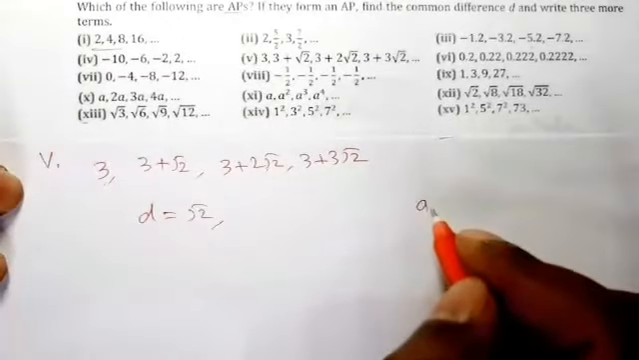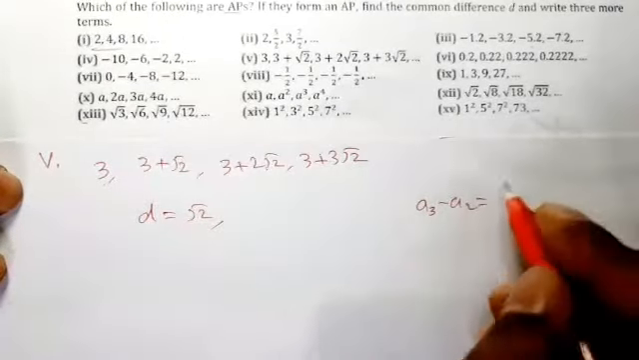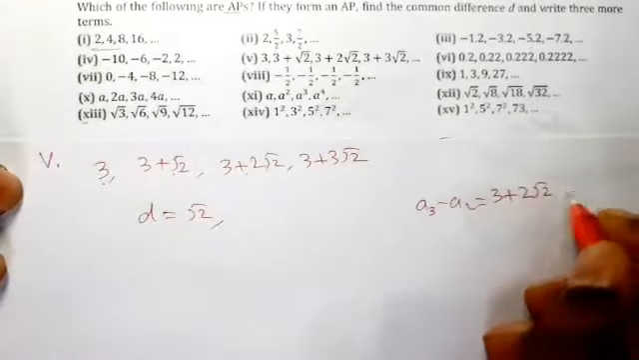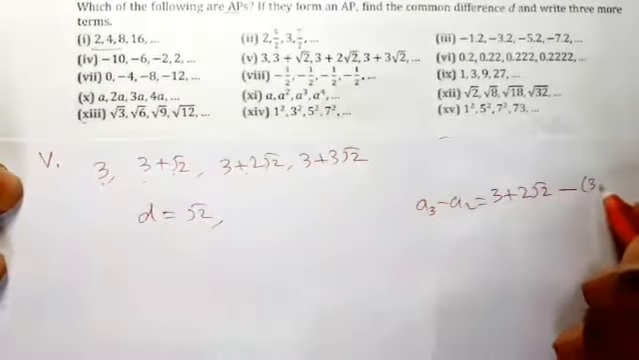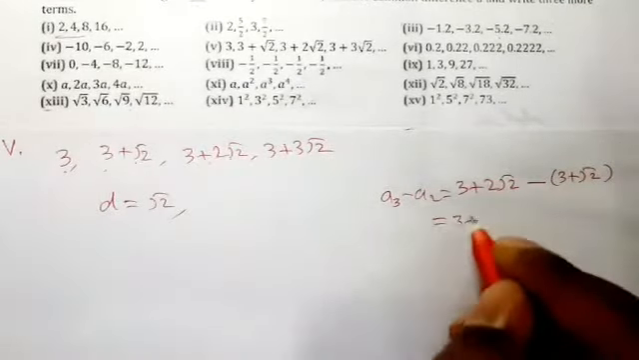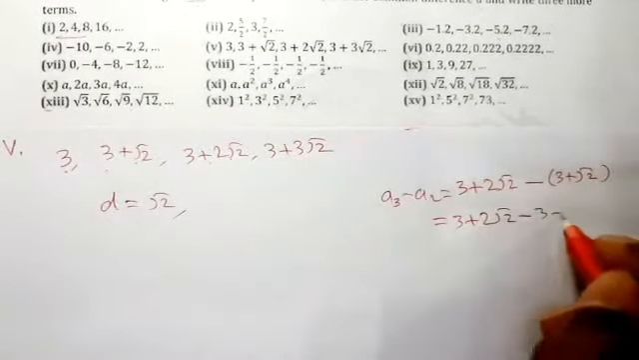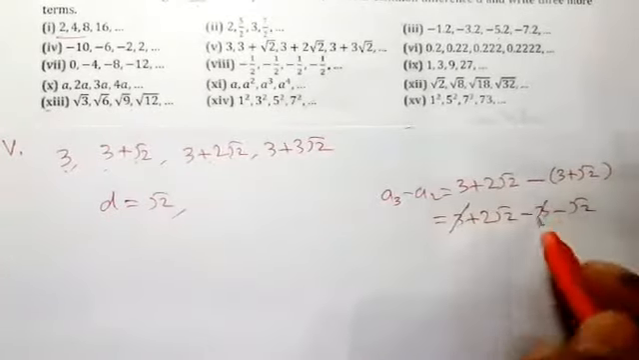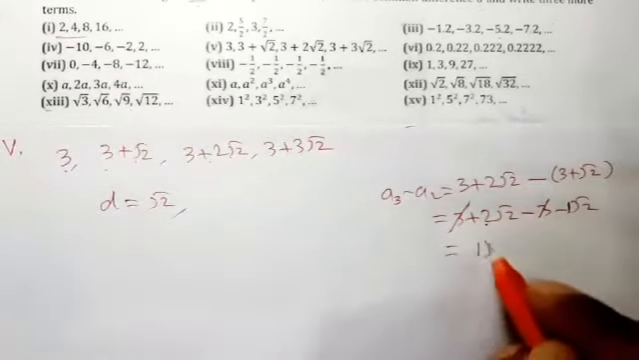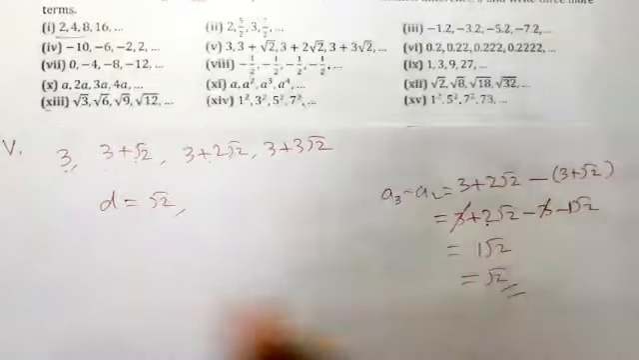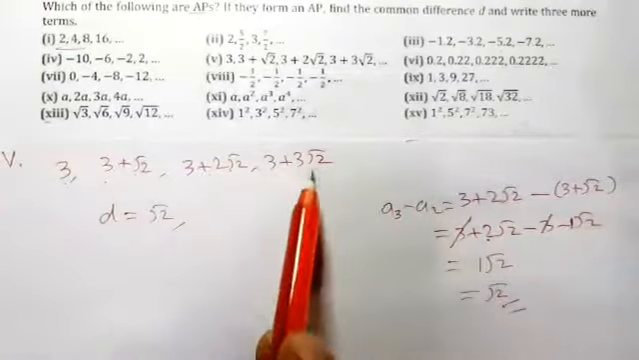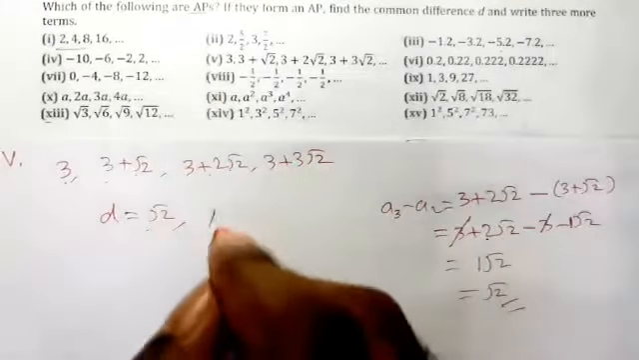So we can check A3 minus A2. What is A3? First, second, third: 3 plus 2 root 2 minus 3 plus root 2. We want to use the bracket because two terms are coming in an expression. So 3 plus 2 root 2 minus 3 minus root 2. 3 minus 3 is 0. 2 root 2 minus 1 root 2; here no number means 1 root 2. So the balance 1 root 2 will be there, and 1 means no need to write. So here also we get root 2. Similarly, in all these cases, 1 root 2 is getting added. So the common difference root 2 is there, so it is in AP.